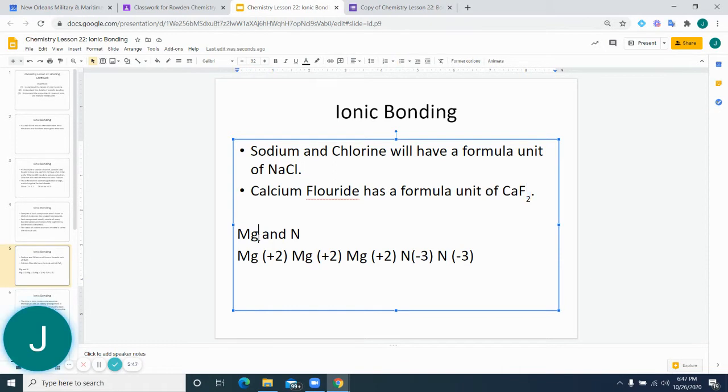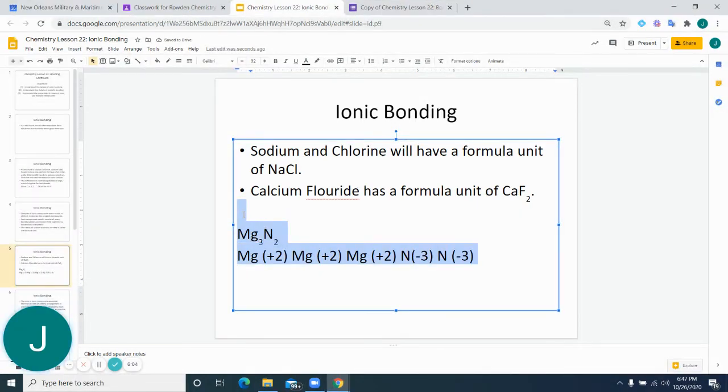So Mg, there was 1, 2, 3 of them. There were 3 Mg's, and then for the N, there were 2 of them. So Mg3N2 would be the formula unit there.